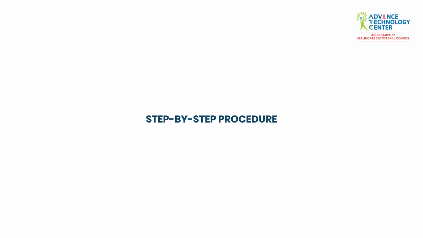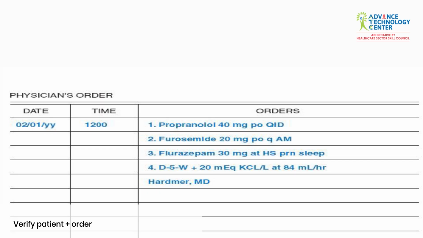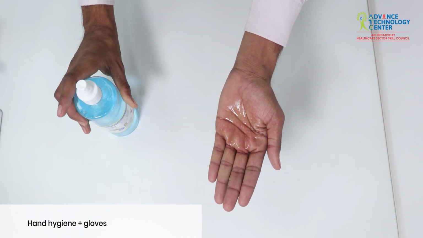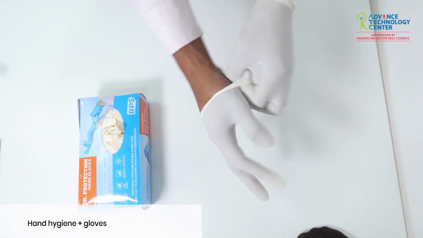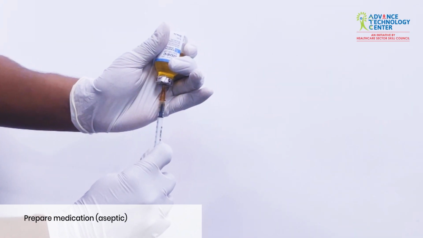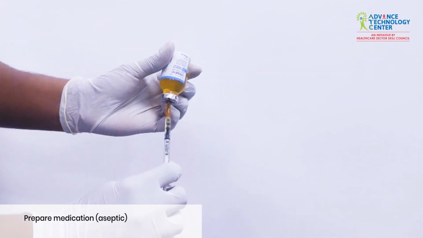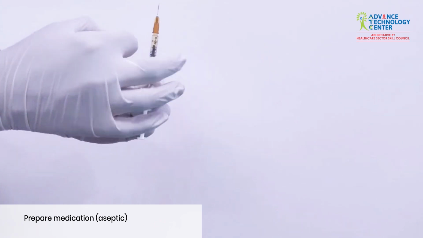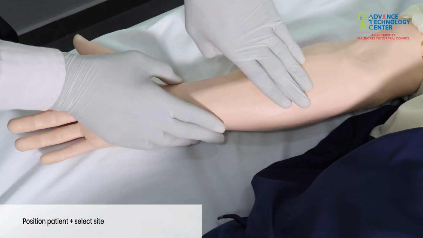Step-by-step procedure. Confirm the patient's identity using approved identifiers and cross-check the medication order for the correct drug, dose, and route before starting. Perform thorough hand hygiene. Then, wear clean gloves to maintain infection prevention during the procedure. Withdraw the medication from the ampule or vial using aseptic technique, keeping the tip sterile, and do not inject air into the syringe. Position the patient comfortably with the selected area exposed and supported.